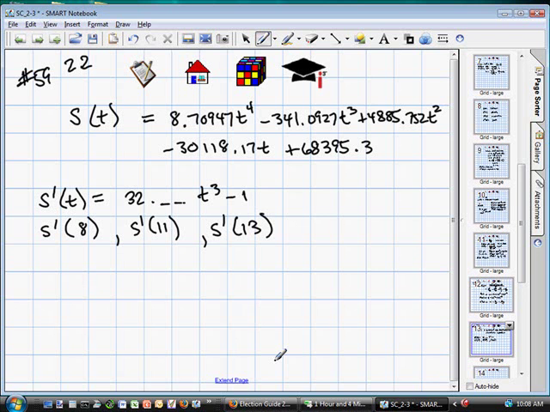And then part C says, what are the units for the slope of the graph? Okay, well, it's rise over run, right? And rise is what? Millions of dollars versus what, per year? So millions of dollars per year is what the slope is.